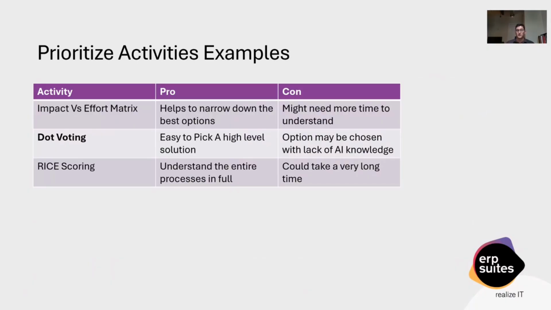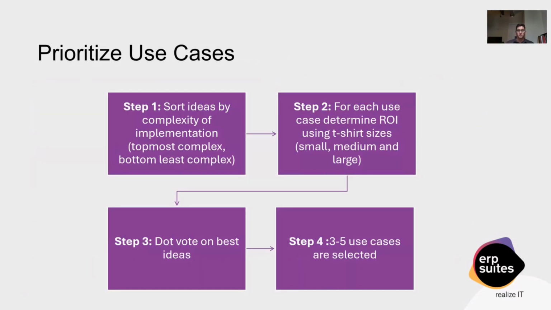Right, so we can start to map that out via a matrix, which is one example. Another one is called dot voting, which I'll walk through here. When prioritizing use cases, step one is to sort ideas based on complexity of implementation, from the most complex at the top to the least complex at the bottom. The second step is determining ROI.